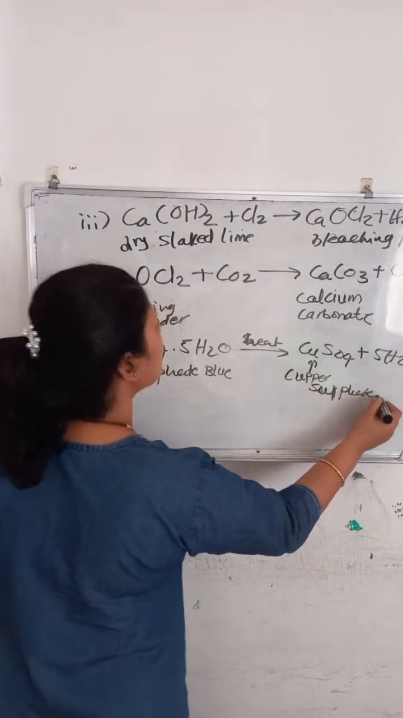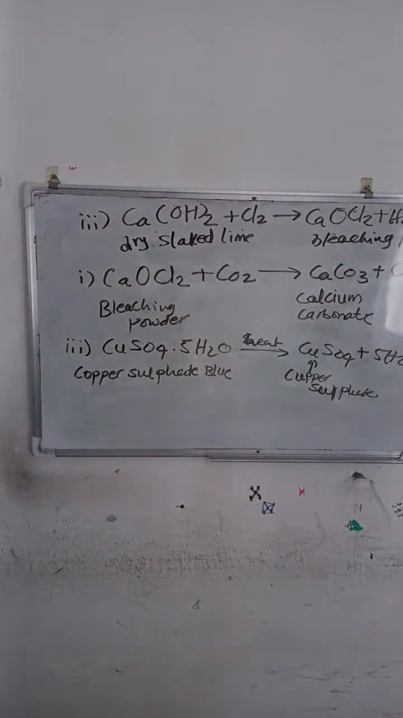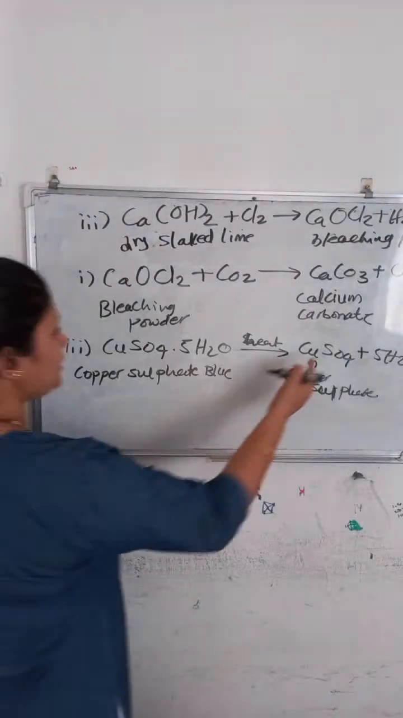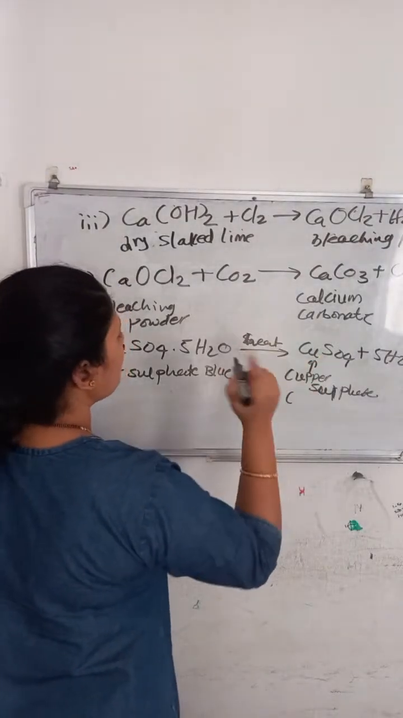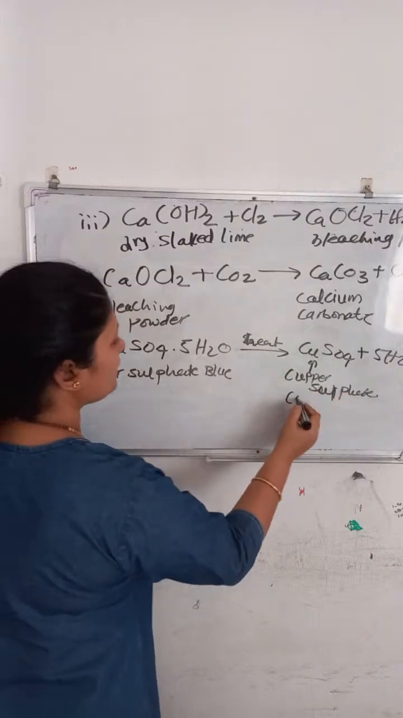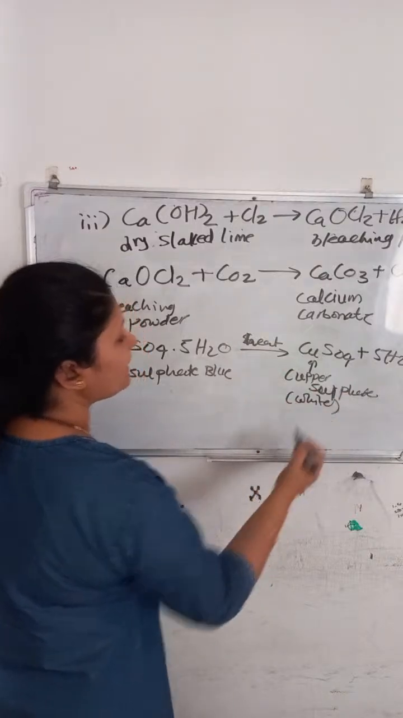This is nothing but copper sulfate. Now check whether it is balanced or not. One CuSO4 we have 5H2O, that also gets balanced. Okay, so whatever CuSO4 we are getting, the byproduct output is nothing but white in color.